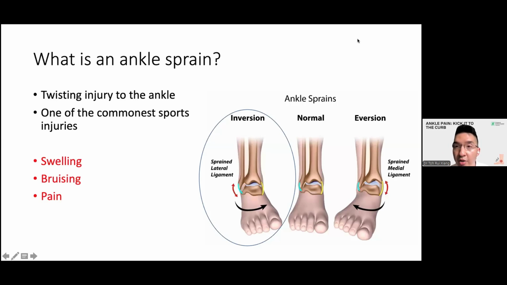So, what kind of ankle sprains are there? There are what we call inversion injuries, which is commonest, where the ankle turns inwards, you sprain the ligaments on the outside. And on the other end, there are people whose feet turn outwards, and you sprain the inside ligaments, which are a little bit less common.